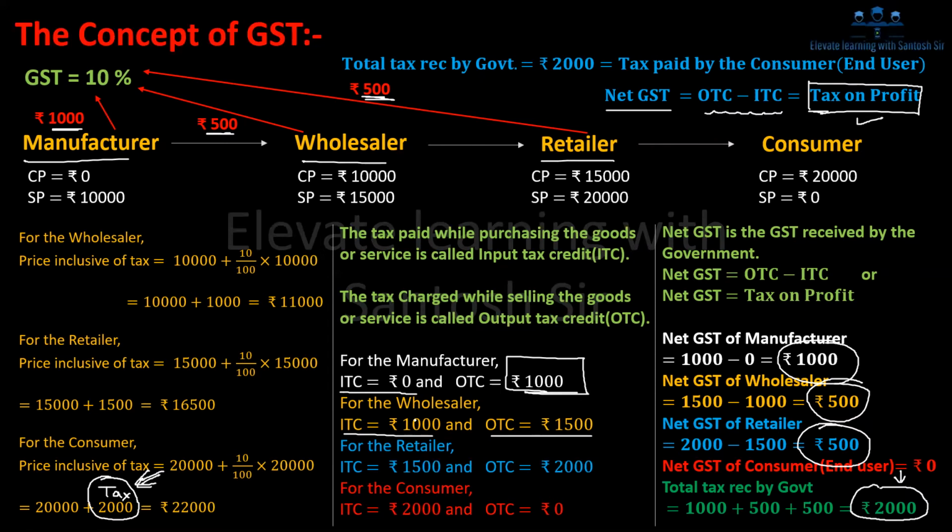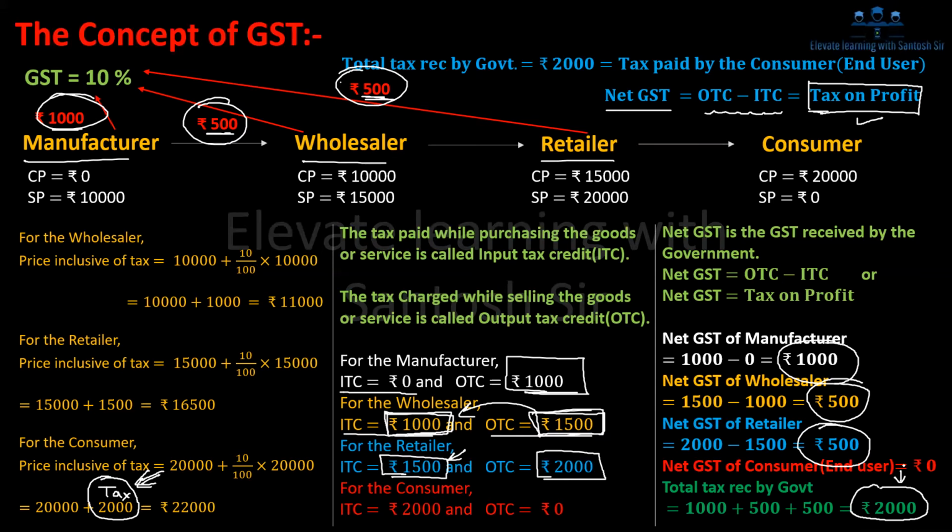Let us come to the wholesaler. I agree that the wholesaler paid a tax of 1000 rupees while purchasing the goods, but while selling he charged a tax of 1500. Out of the 1500, he kept his 1000 rupees in his pocket and he paid only 500 to the government. Let's come to the retailer. His input tax was 1500. He paid 1500 while purchasing those goods, but while selling it, he charged a tax of 2000 rupees. And how much did he give to the government? He gave only 500 to the government, keeping his 1500 in his pocket.